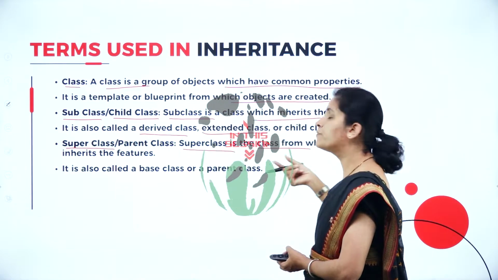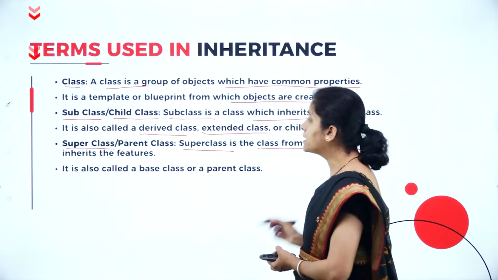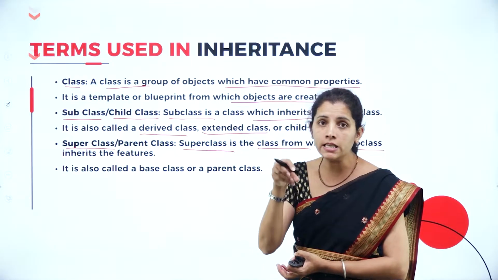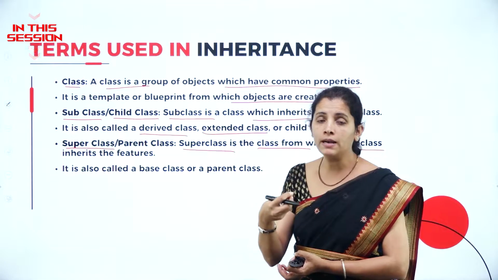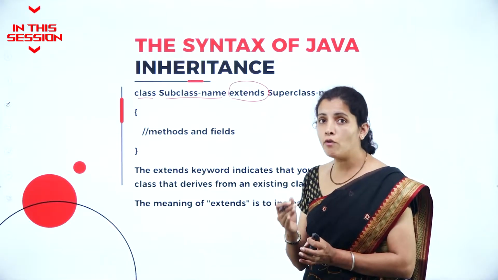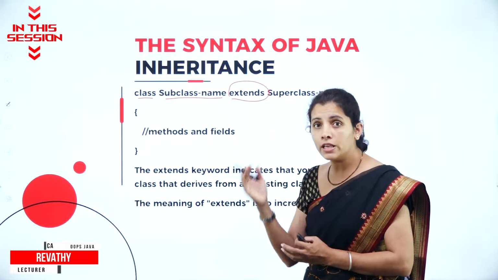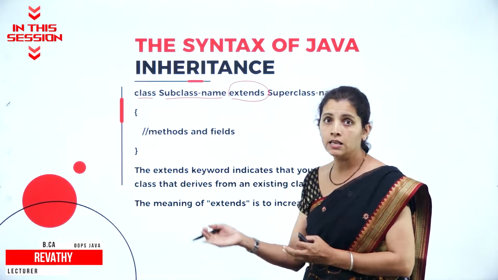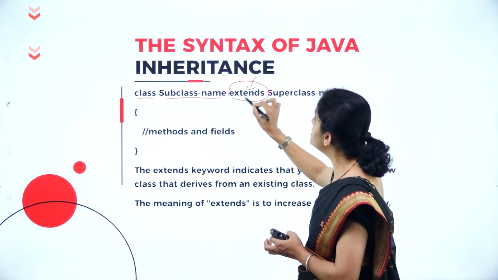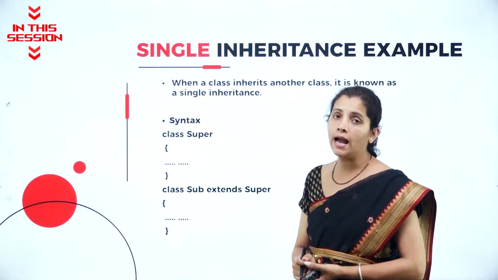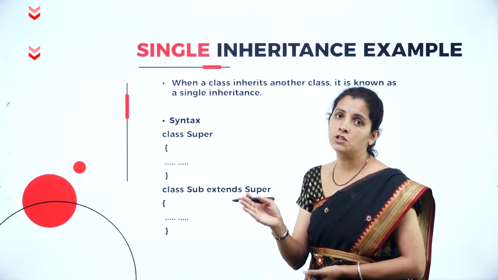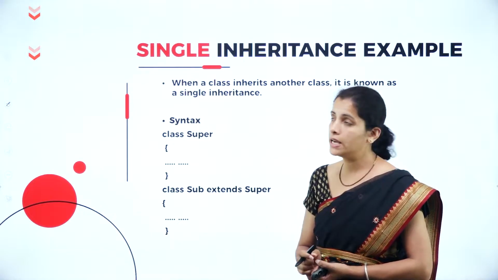Superclass is the class from where a subclass inherits the feature. That means from the existing class, the subclass can acquire the features. Suppose I want to acquire the features of the base class in my child class, then I'm going to use the word extends. When I have one parent and one child relationship, then it is called single level inheritance.